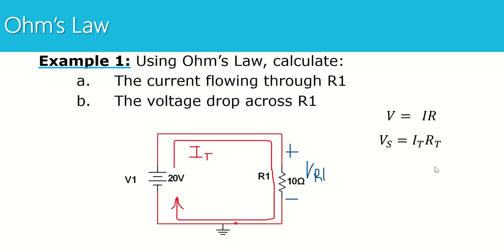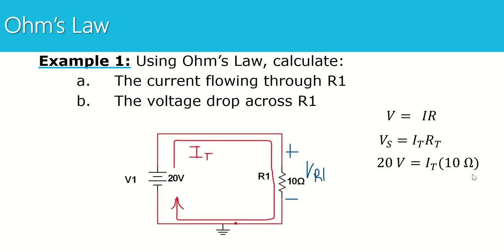I'm adding a subscript of T here because we can find the voltage for just one resistor, like VR1, or we could have the voltage for the entire circuit. We could find the current just for one resistor, and we'd call that IR1, or we could have the current for the total circuit, IT. So that's where the subscripts come in. Now I'm going to fill in what I know. I know that Vs is 20 volts. I know that the resistance is 10 ohms.